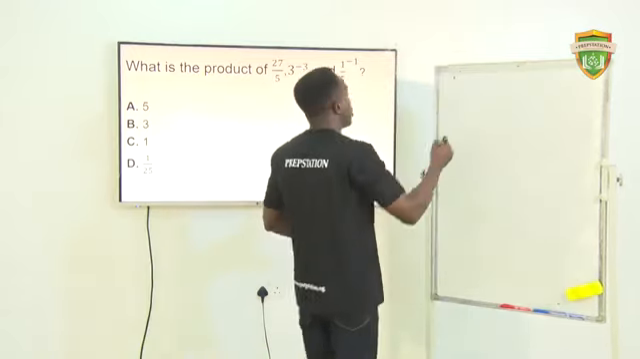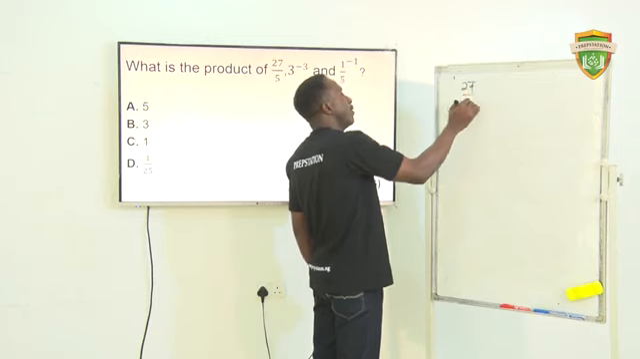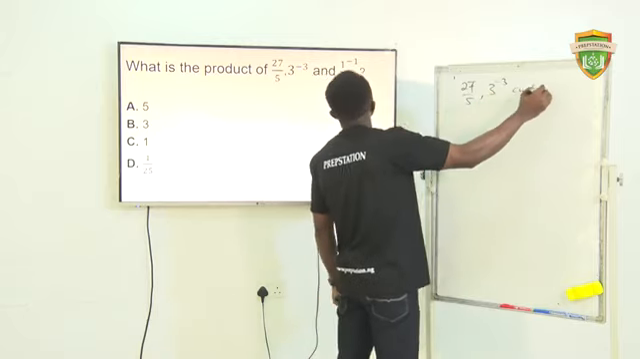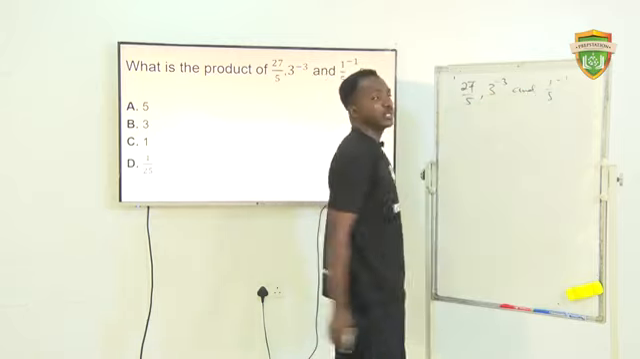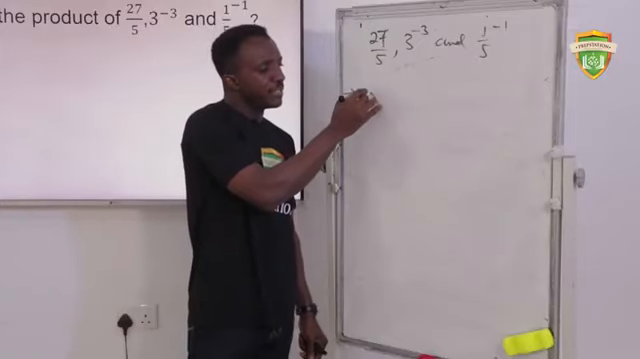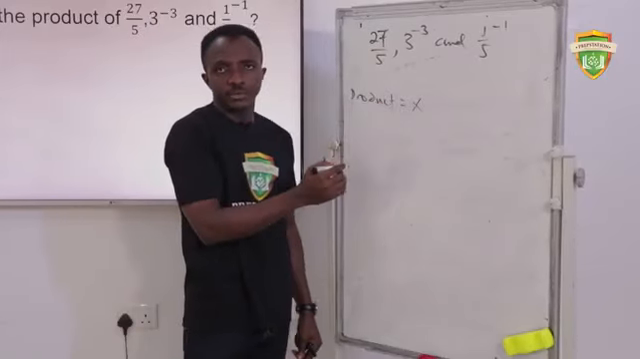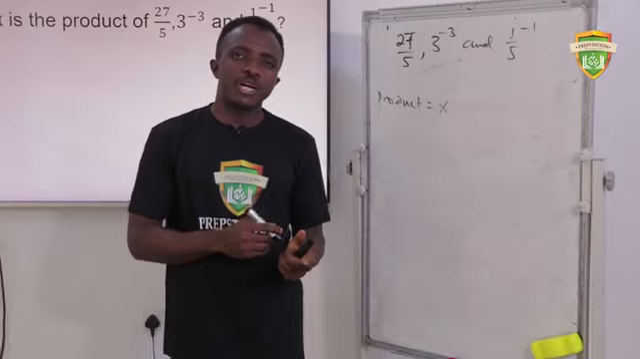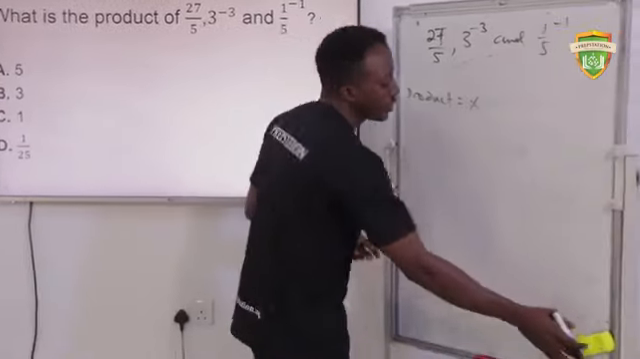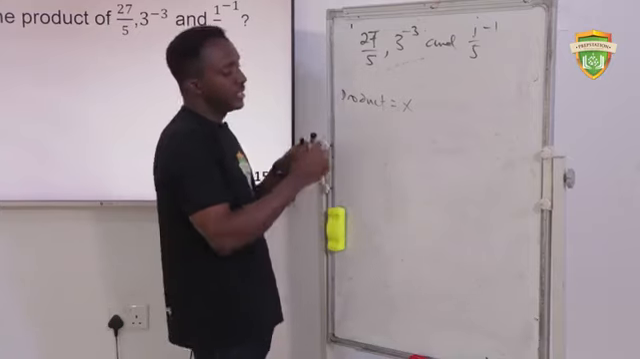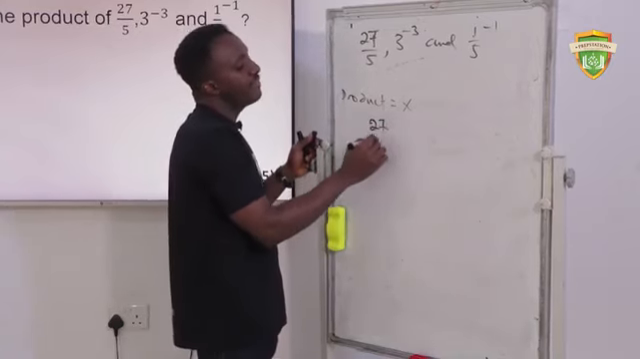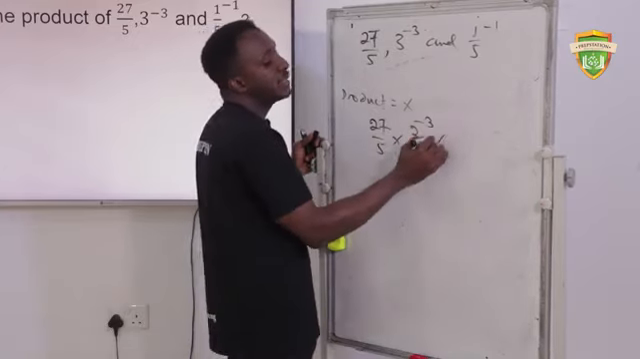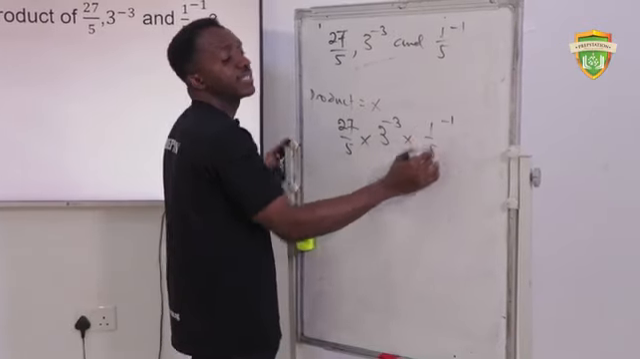We have, what is the product of 27 over 5, 3 raised to the power minus 3, and 1 over 5 raised to the power negative 1? What is the product? The word product in mathematics is multiplication. Just like the word sum is addition. The word difference is subtraction. So the word product is multiplication. So we are required to multiply all of these. 27 over 5 times 3 raised to the power negative 3 times 1 over 5 raised to the power negative 1.